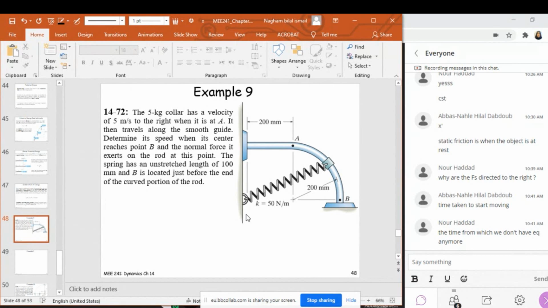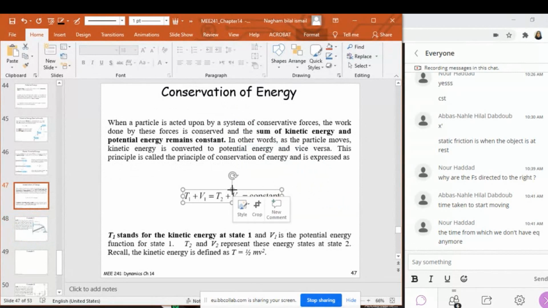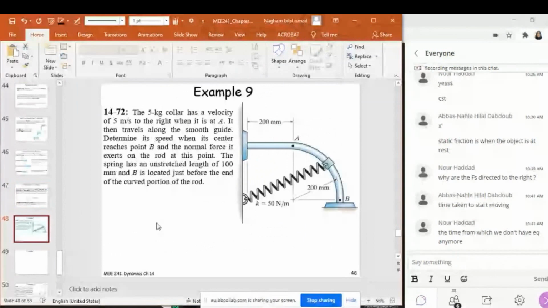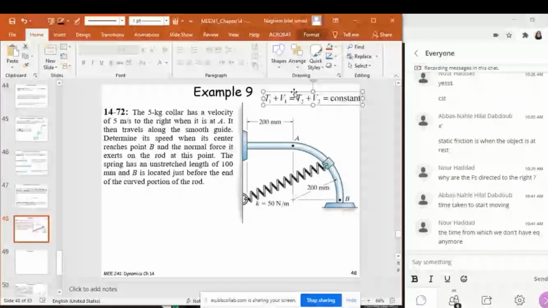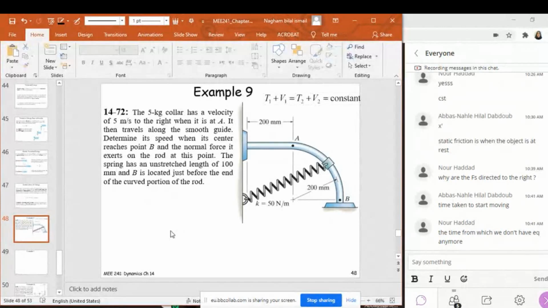Now, if I have only conservative forces, like the force of the weight and the elastic force, the force of the spring, then you can apply conservation of energy. And what is the equation of conservation of energy? The conservation equation of mechanical energy states that T1, which is the kinetic energy at 1, plus V1, V here is not the velocity, it is the potential energy at 1, is equal to T2 plus V2, and it's equal to constant. This is in fact the mechanical energy between state 1 and state 2. Let's apply this equation on this problem.